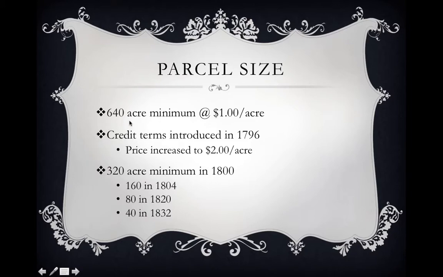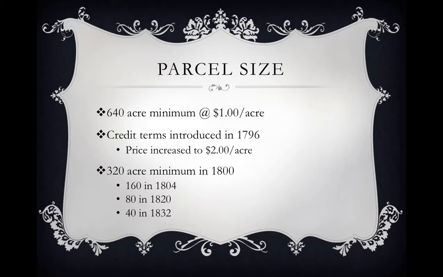Minimum 640 acres of land at $1 an acre. Now you might say that's nothing today. Well, back then $640 was a lot of money. So here you had to come up with $640 in order to buy 640 acres of land. 640 acres minimum at $1 an acre. So you can see how this would limit the transfer of lands, because a lot of individuals could not afford that. This would probably be equivalent to 5 to 10 years worth of income for an individual.